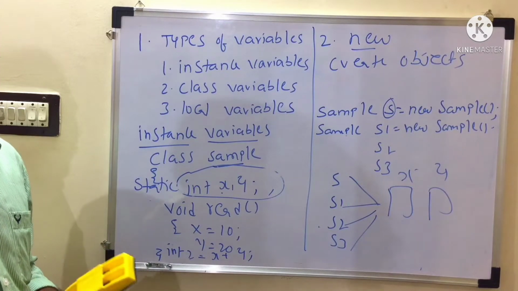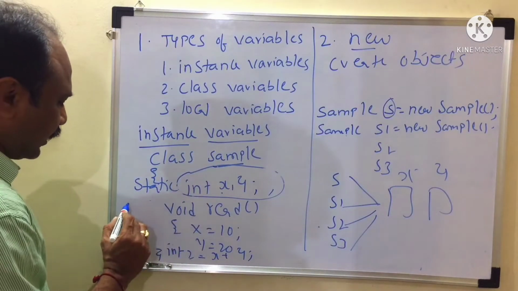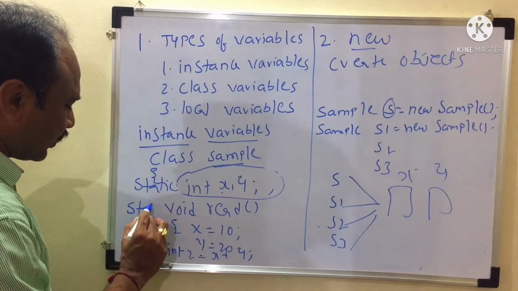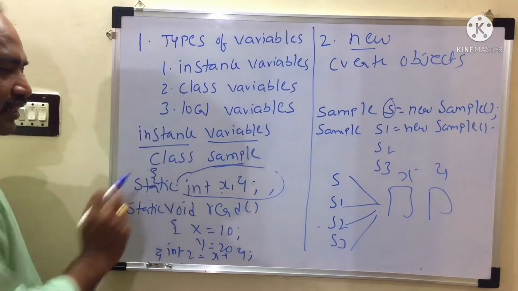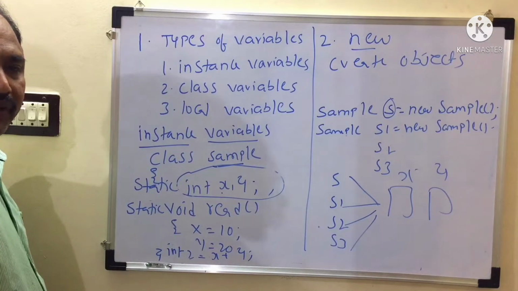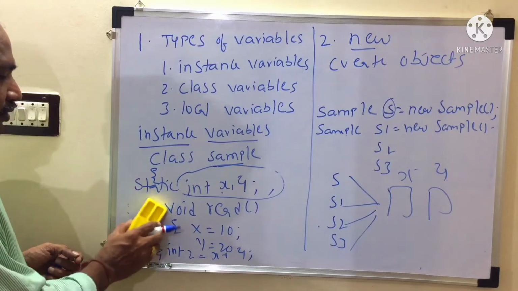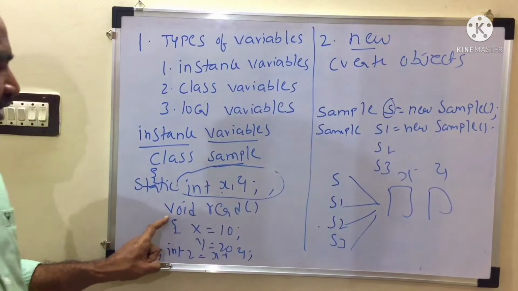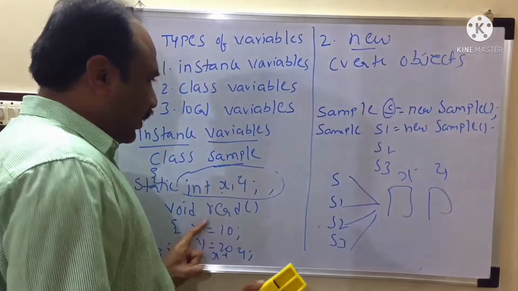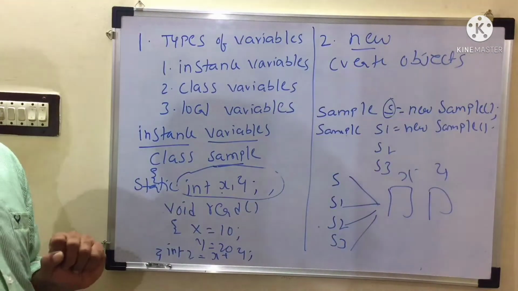If a class contains a static variable, to access static data we can use static methods. Static methods are especially used to access static data. Sir, suppose I don't have a static method, what will happen? After creating objects, to access the read method we have to write s.read, s1.read, s2.read, s3.read.